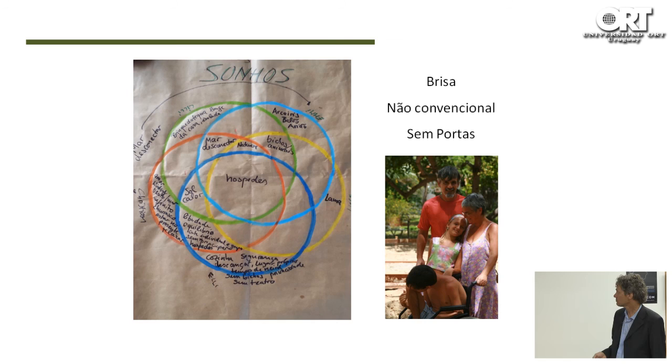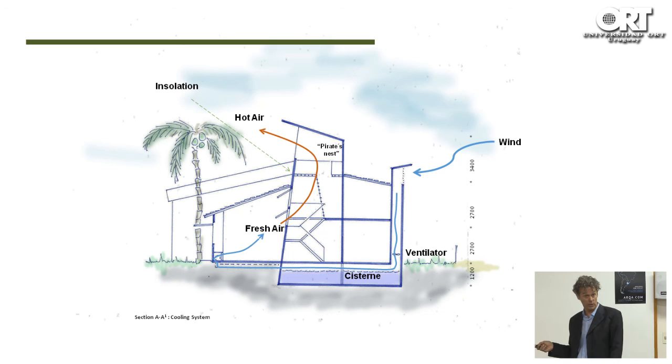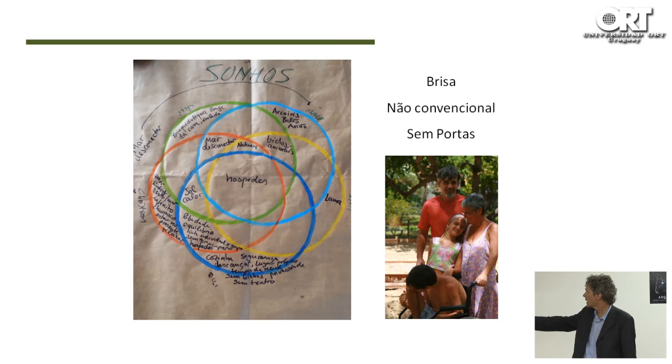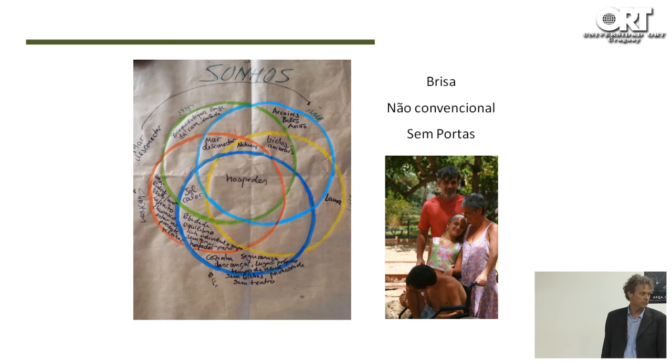So here we designed it. This is in the northeast of Brazil, 40 degrees almost every day. And at the end of the whole workshop, they gave us three words for the house. So, huge discussion. What's the meaning of a door? We can talk days about that, but they didn't want any door. Also in the bathroom.